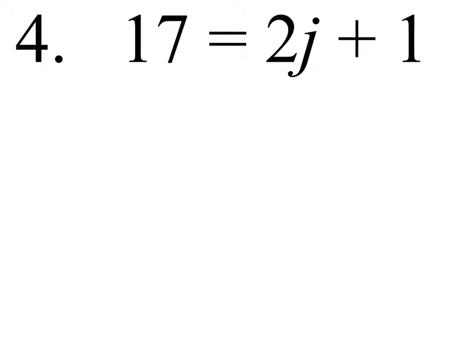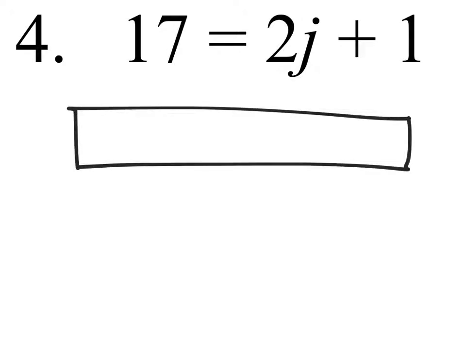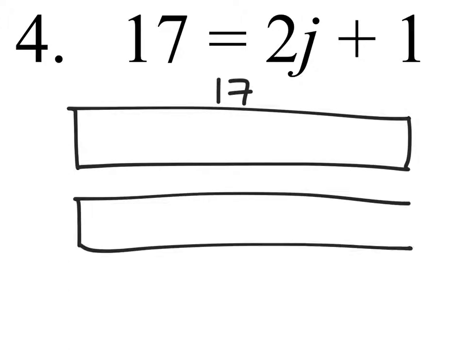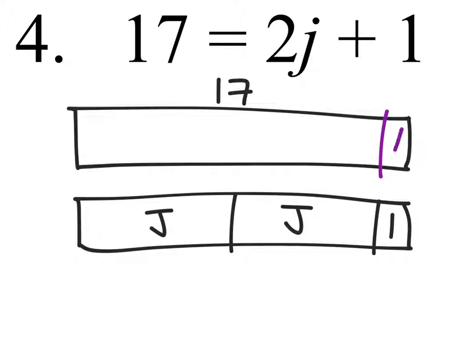Now this one's a little different because we got 17. So let's give ourselves a nice bar right here. This one is represented by 17, but we got another bar that's equal to it. And that's going to be split up by 2 j's. Actually, let me redo that. I got a 1, then I got 2 j's. 2 j's and a 1. So if I split my 17 up right here, this is 1, then how much is the rest of it? 16 right there, you see that?